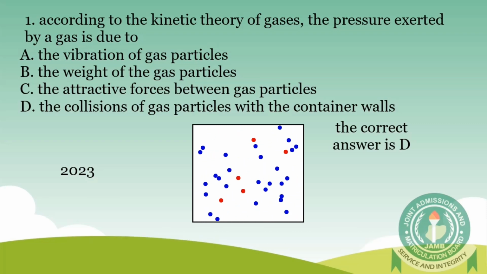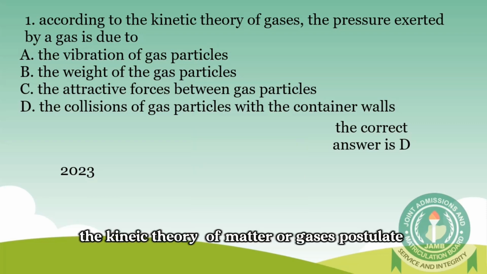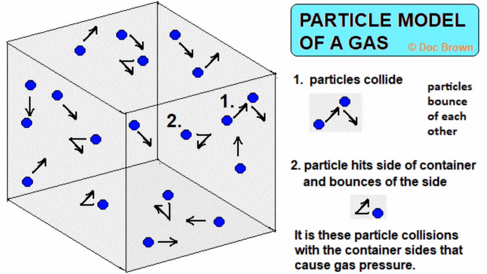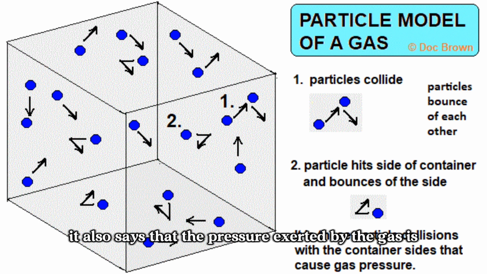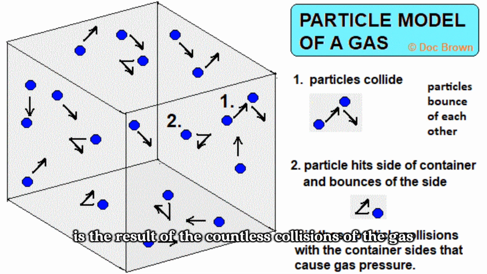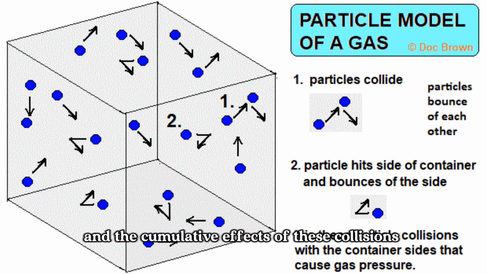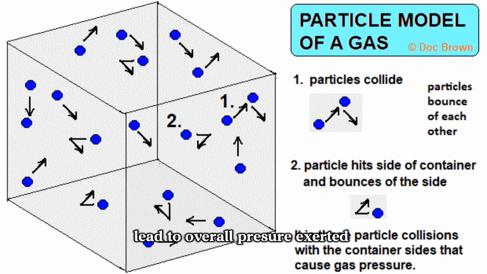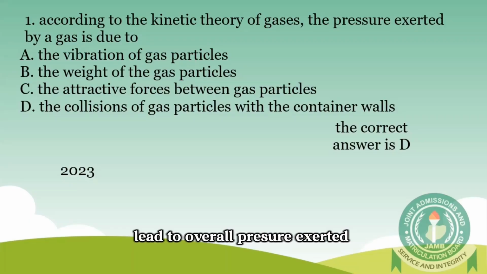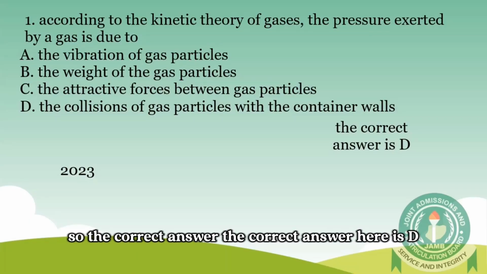The kinetic theory of matter of gases postulates that in constant motion, gas particles move randomly. They move in straight lines until they collide with one another or the walls of the container. It also says that the pressure exerted by a gas is the result of the countless collisions of the gas particles with the walls of the container. Each collision imparts a force on the walls, and the cumulative effects of these collisions lead to the overall pressure exerted. So the correct answer here is D.